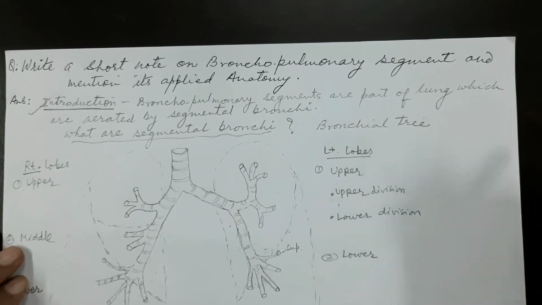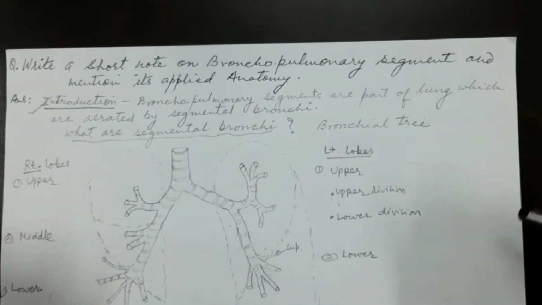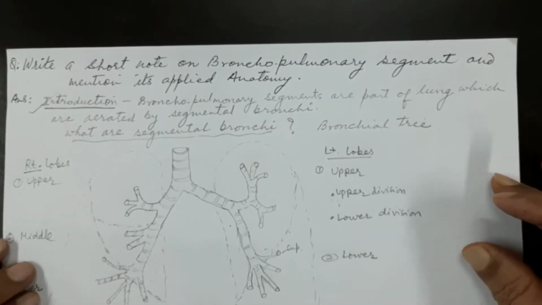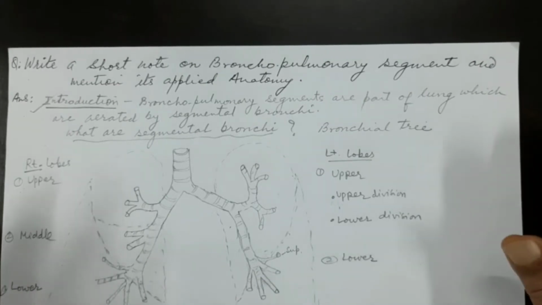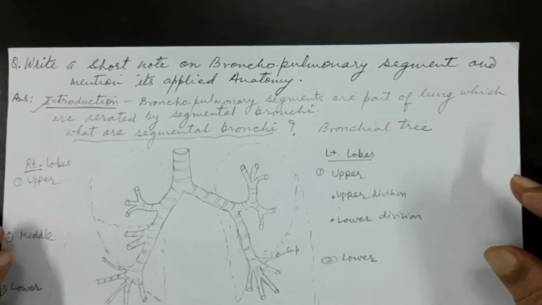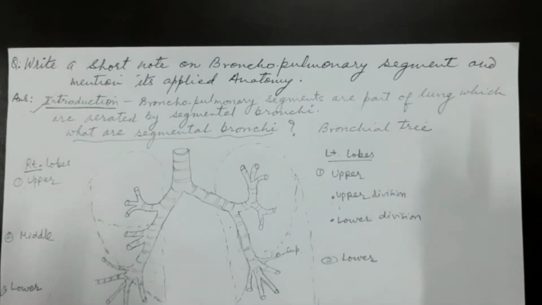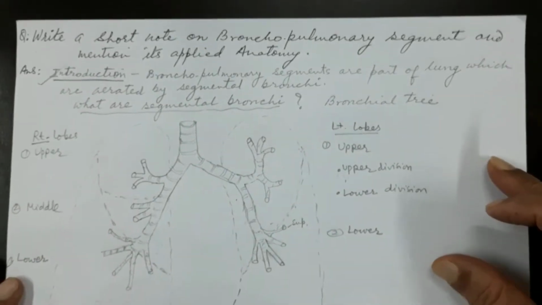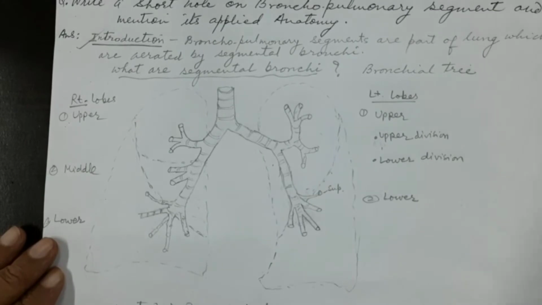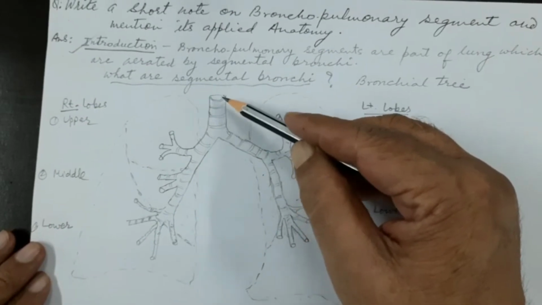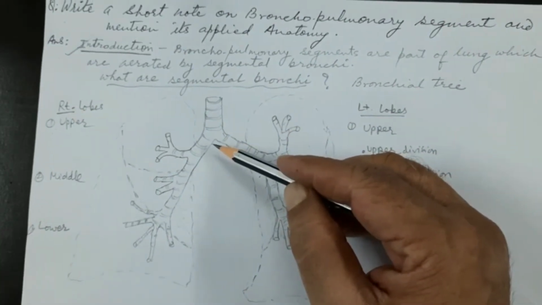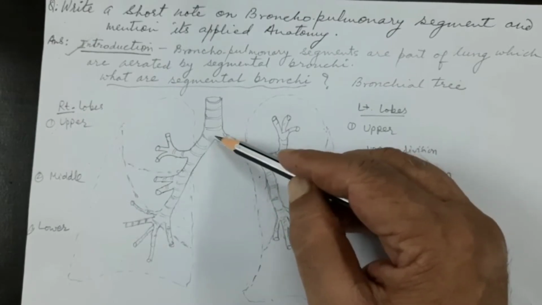Before understanding what a bronchopulmonary segment is, its boundaries and its contents, let us first understand what the segmental bronchi are. As there are 10 bronchopulmonary segments, in the same way there are 10 segmental bronchi in each lung. Now see this diagram. In this diagram, this is the trachea, at the level of the fourth thoracic vertebra.